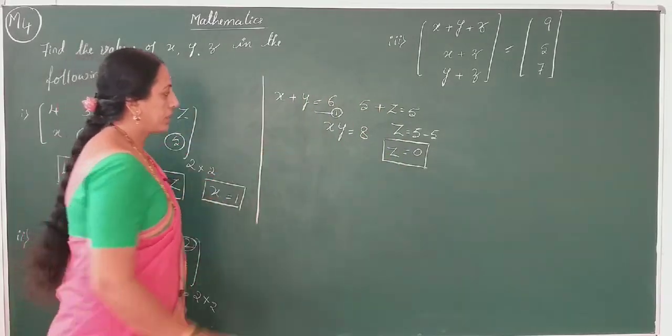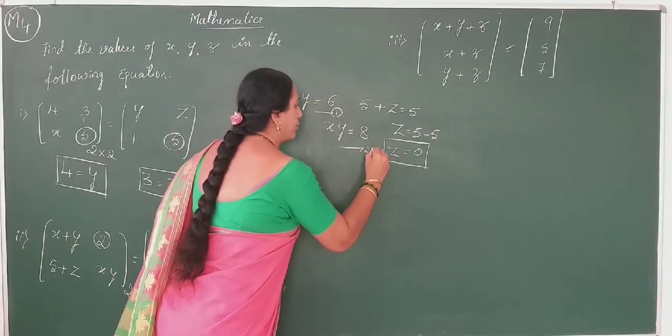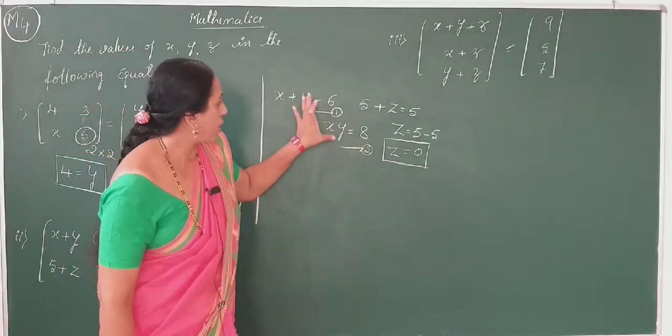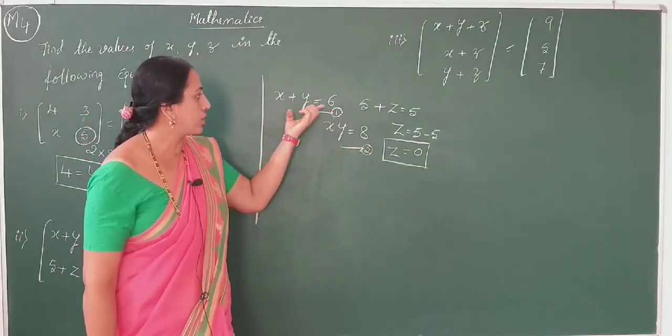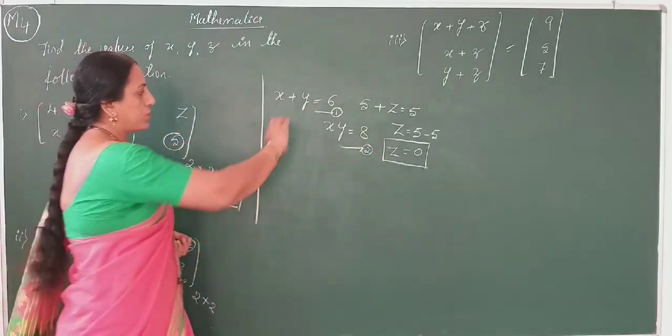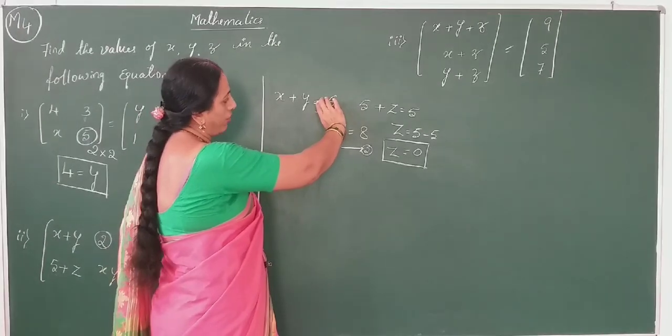But the third equation is nothing but the product of two values, x into y is equal to 8. But solving these two equations, x plus y equal to 6 and x into y is equal to 8, solve these two equations to get the values of x and y.